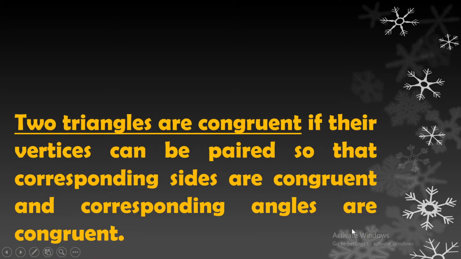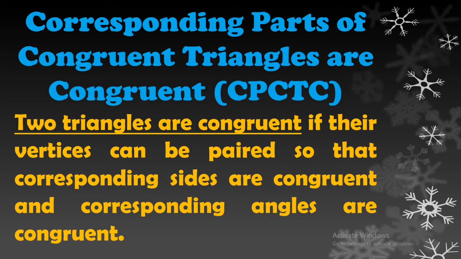Two triangles are congruent if their vertices can be paired so that corresponding sides are congruent and corresponding angles are congruent. Where was this statement taken? Very good. It's from the CPCTC, or the corresponding parts of congruent triangles are congruent. So for this CPCTC, it was stated that we can only prove that two triangles are congruent if all the 6 corresponding parts are congruent.